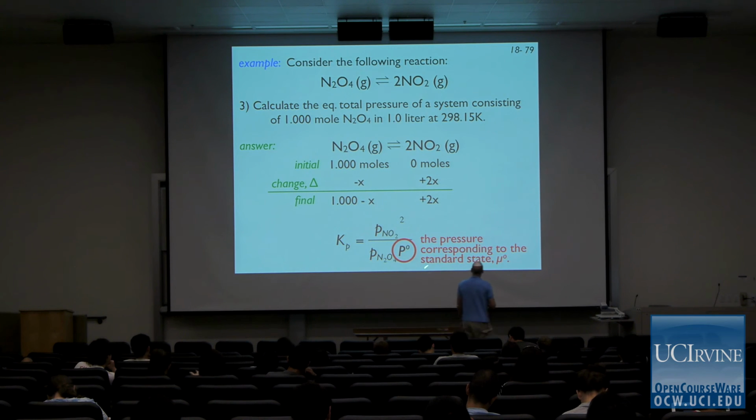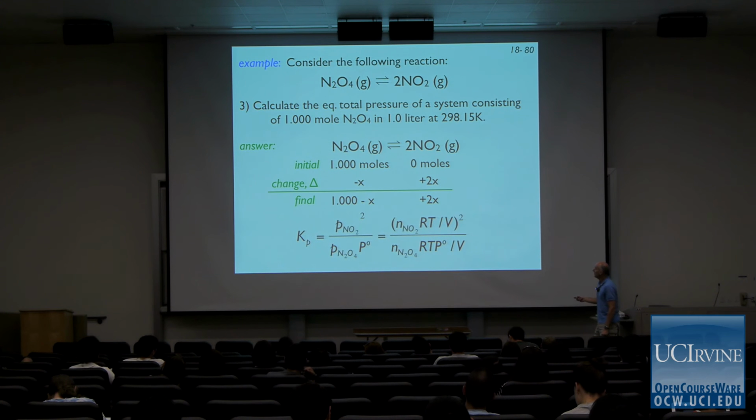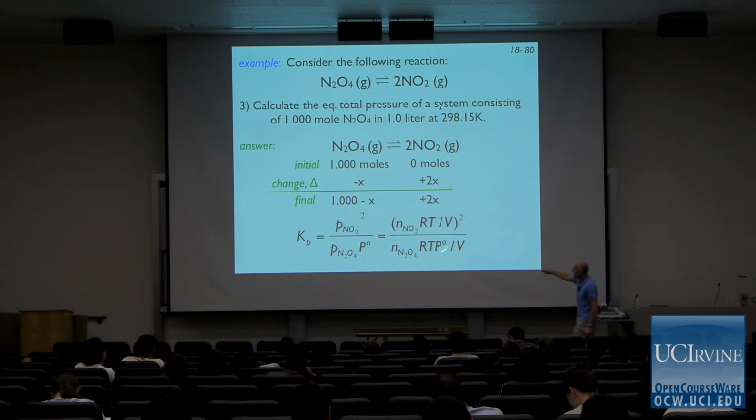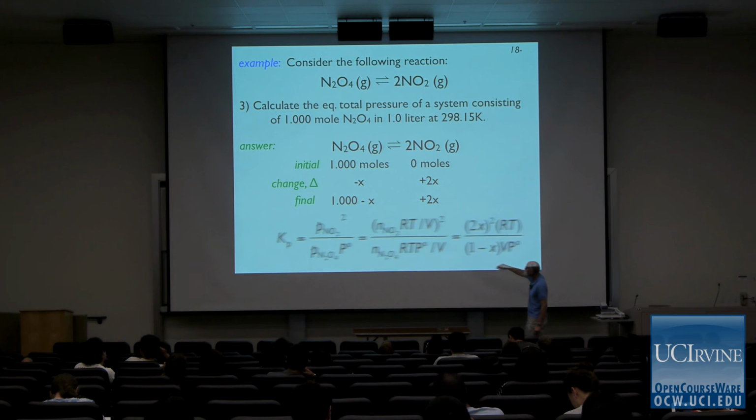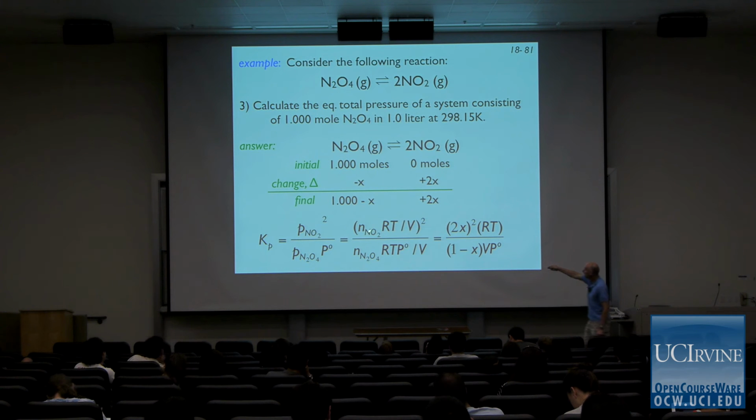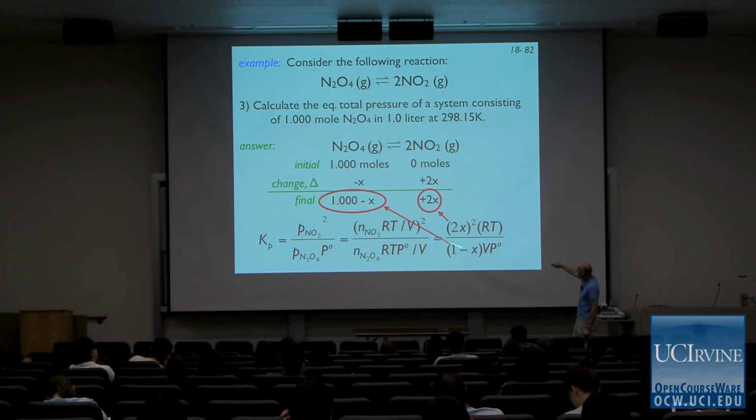That's the pressure corresponding to the standard state, 1 bar. Okay, so now I'm just going to make substitutions from the ideal gas equation. I haven't forgotten my P0. I'm going to square this just like that squared right there. And then I'm going to plug in for this N from my expression that I generated right here. And so in the numerator, I got 2x squared. And in the denominator, I got 1 minus x right there. Yes, that's from there, and that's from there. Right?